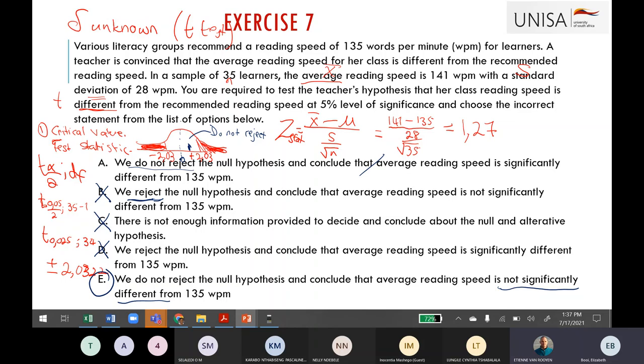That's actually what I meant. From a statistical point of view, we do not reject the null hypothesis. That's good, based on the data we have. But then you would say to her that the average reading speed is not different, that it's saying to her that she's wrong. That's just how my mind is thinking at the moment. Oh, okay.